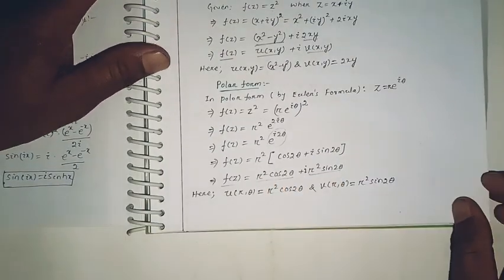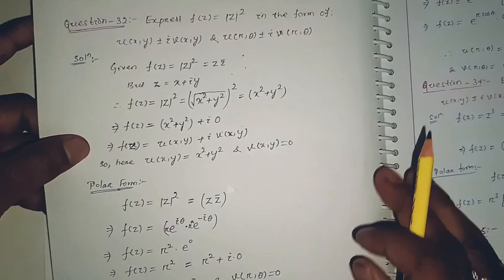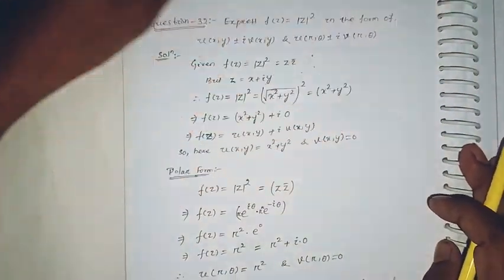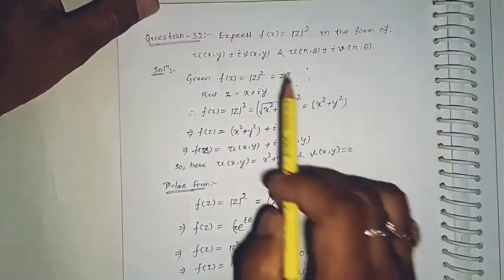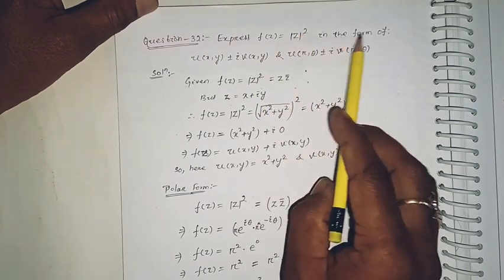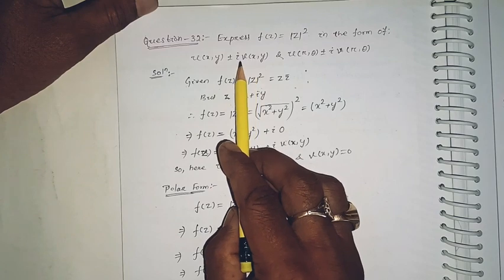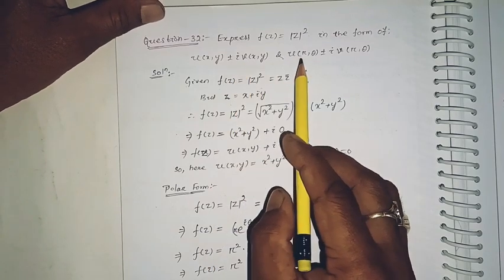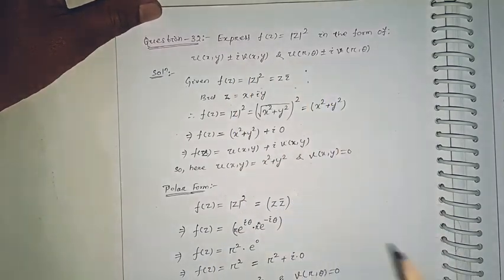Okay. Now we are going to go for the next question, number 32. Express f(z) equal to |z|², the given function, in the form of u(x,y) ± i v(x,y) and u(r,θ) ± i v(r,θ).